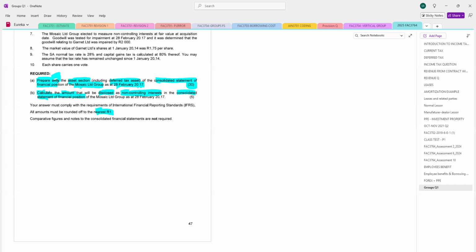Comparative figures and notes to the consolidated financial statements are not required. So we don't want any comparative figures. Don't give us last year compared to this year. Just focus on the current year. And of course, we also don't want notes. So basically, that's the question. So it's A and B. You see, it's two questions, but it's going to take us some time.